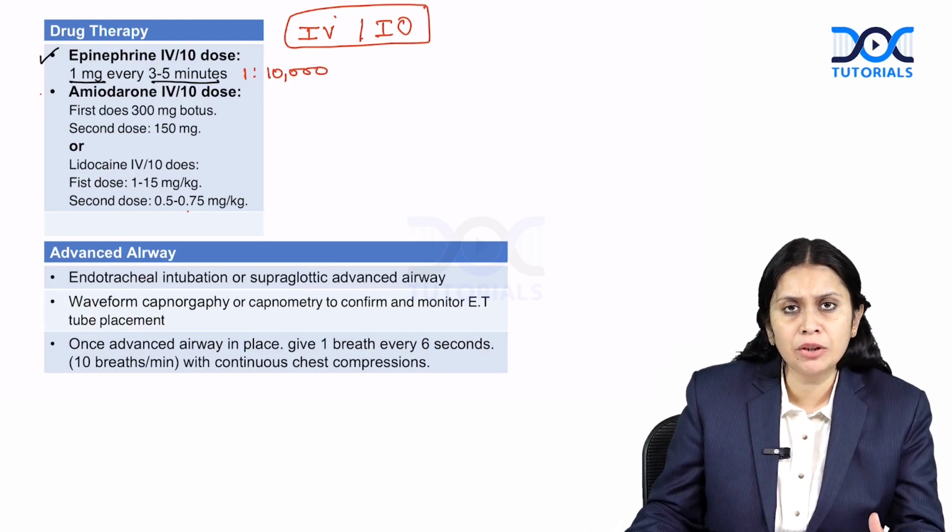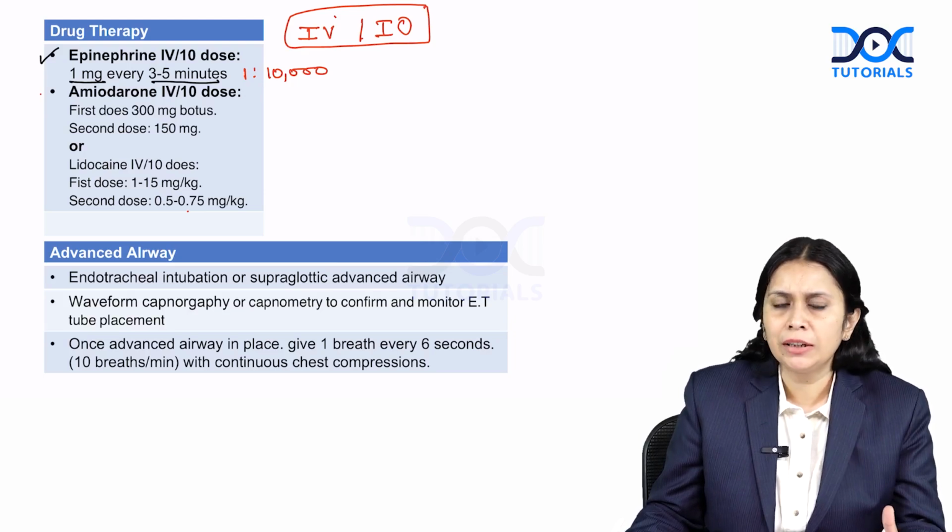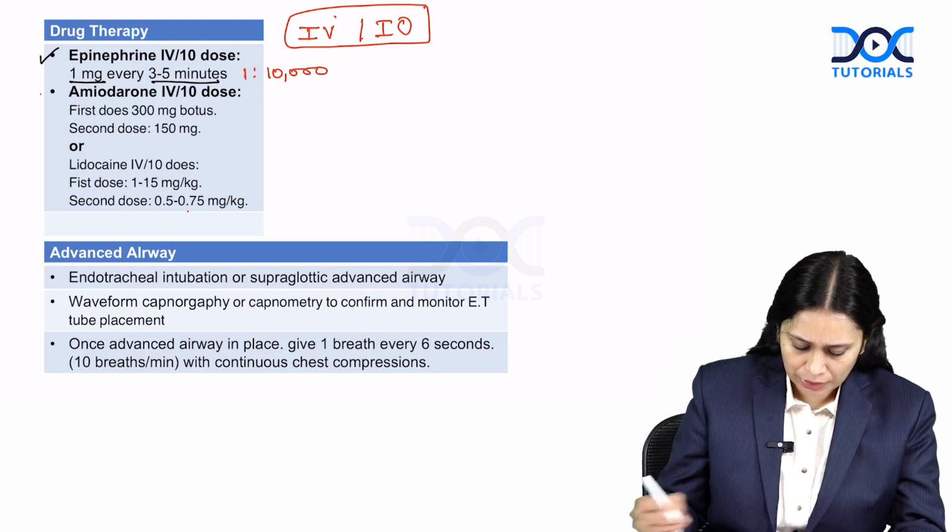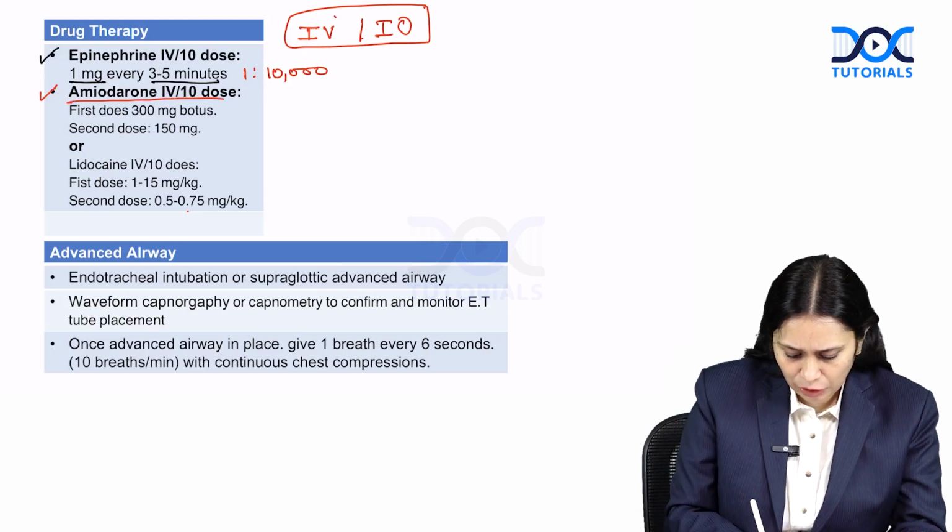If we are able to secure the IV line, good enough. If not, it is easy to secure an interosseous line with the help of an interosseous cannula. Okay, the second drug is amiodarone, IV or interosseous.